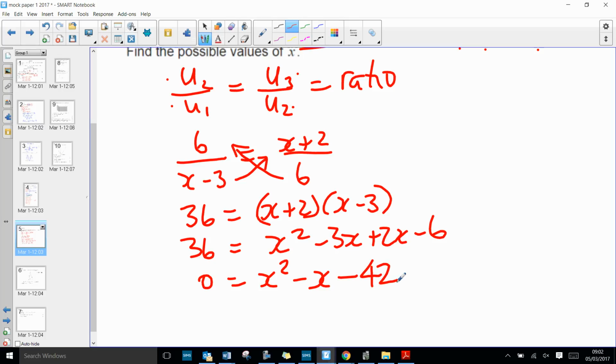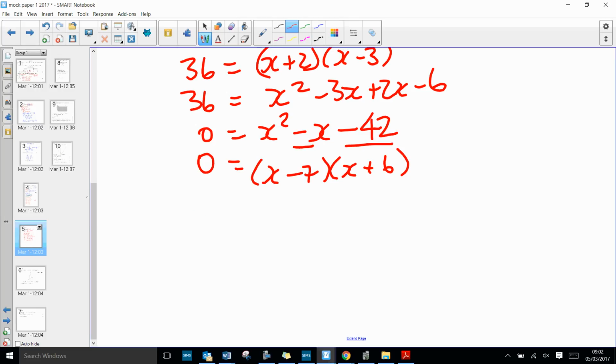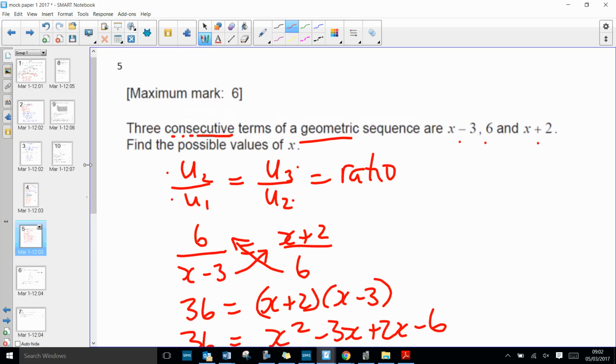Okay, so 0 equals, and we're now trying to find two numbers that multiply to give negative 42 and add to give negative 1. So they are negative 7 and positive 6, which means the values of x are positive 7 or negative 6. Okay.